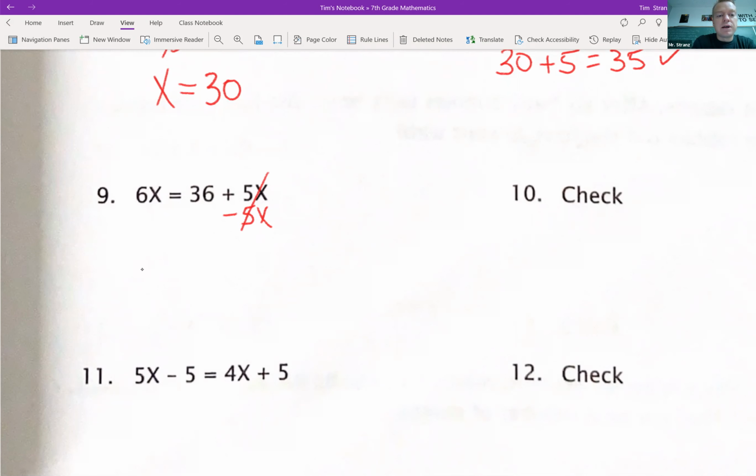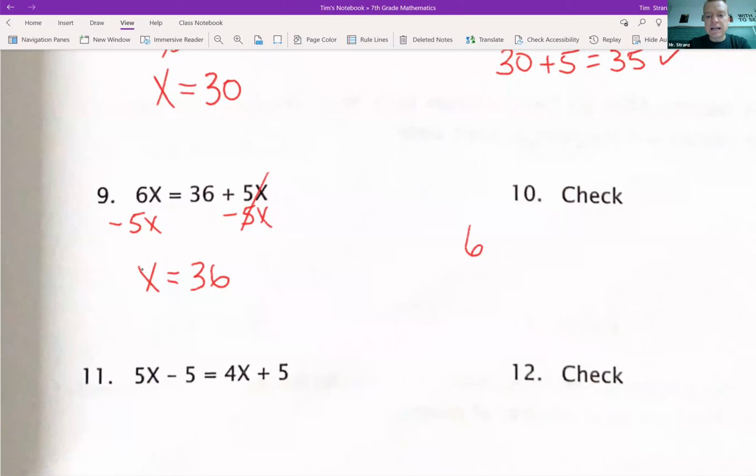But I also have to do that on the left side if I subtract 5x. So now I can subtract these since they have like terms. I got 6x minus 5x is going to leave me how many x's? Just 1, right? And that x is going to equal 36. Let's check my work over here.